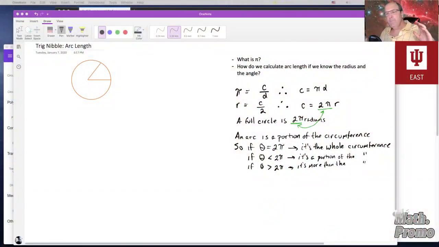Let's go ahead and talk about this. I'll change my screen here. There we go. So before we get started on how to figure out what the size of a sector is, let's talk about what you're really doing.